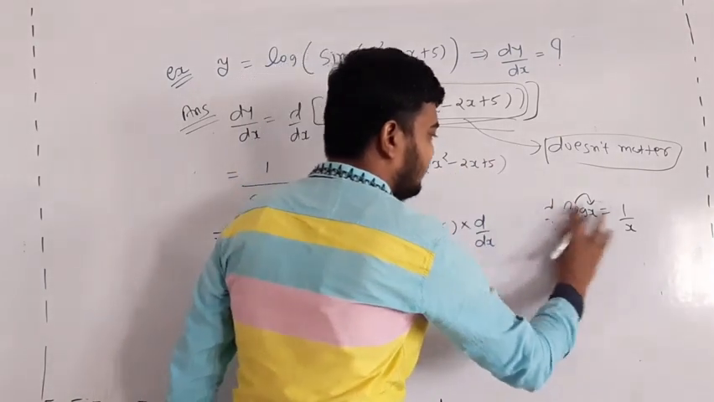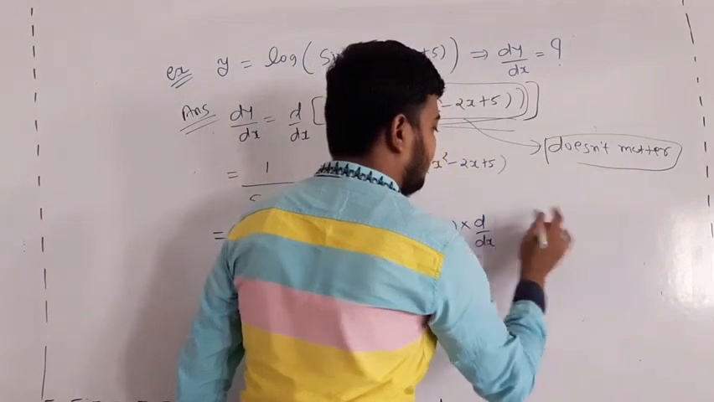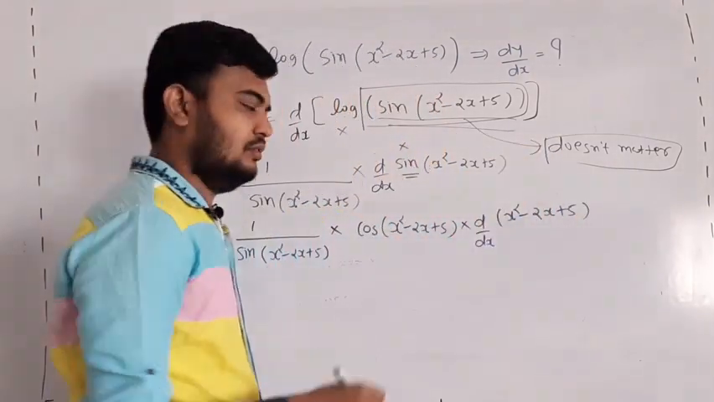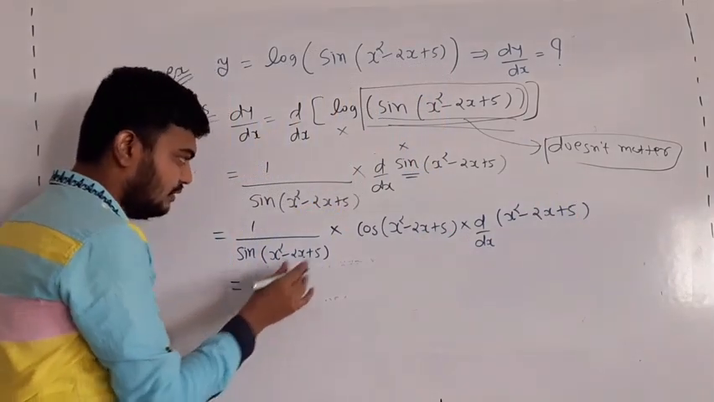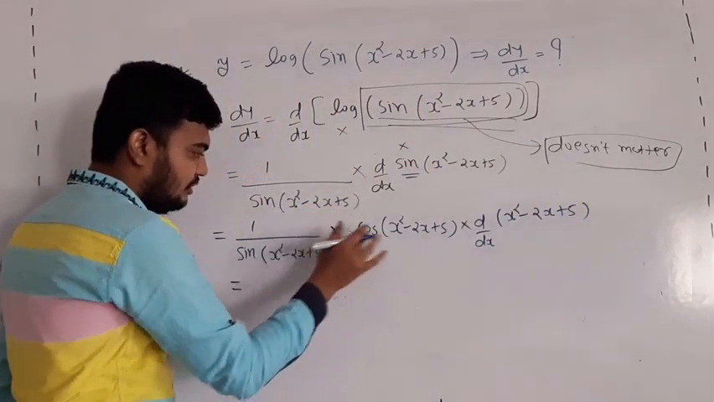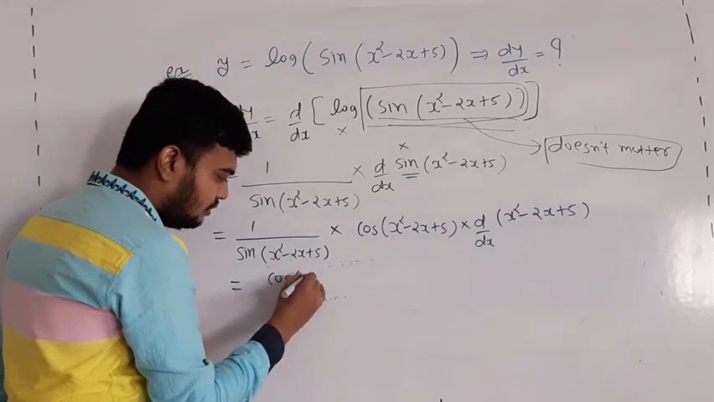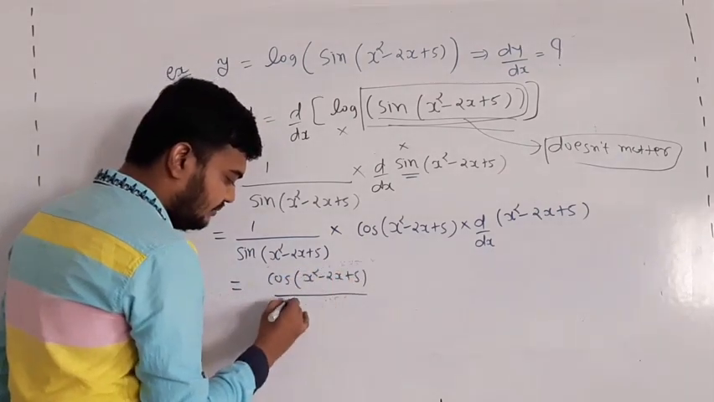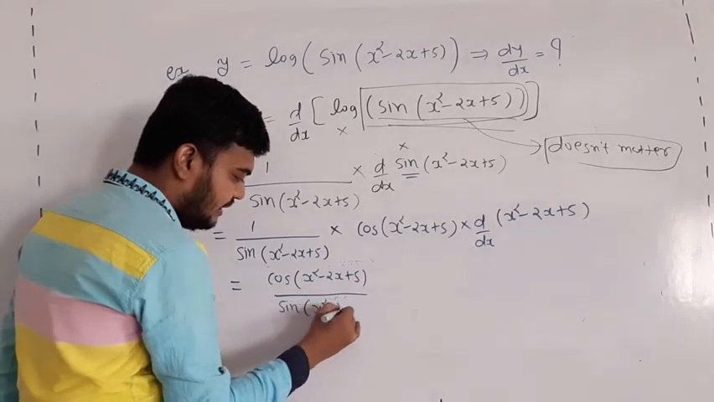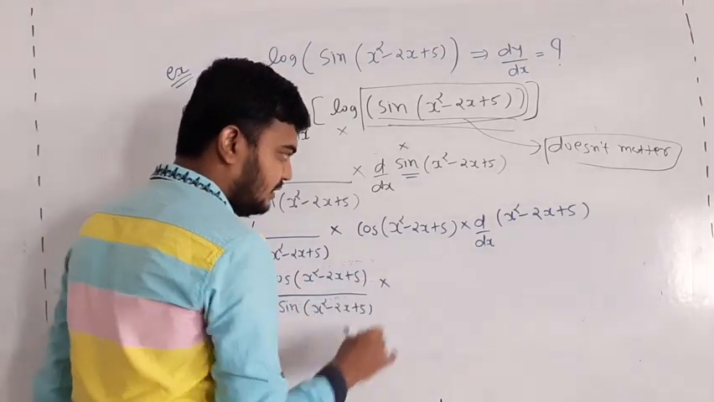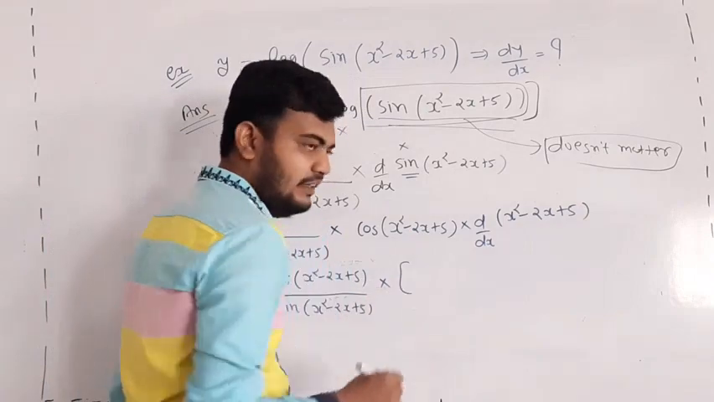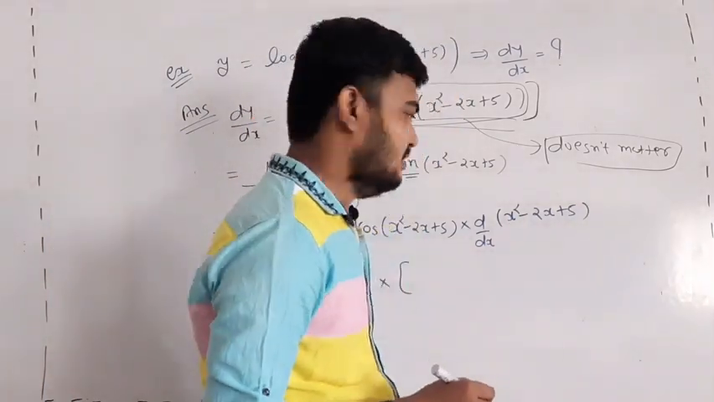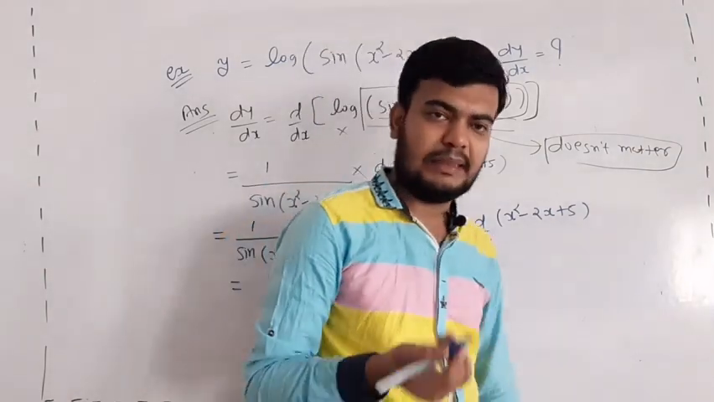d by dx of x square minus 2x plus 5. So the next step is to multiply these two things, then cos of x square minus 2x plus 5 upon sine of x square minus 2x plus 5 cross. We know that if there are addition and subtraction between 2 or 3 functions, then we apply the derivative separately.